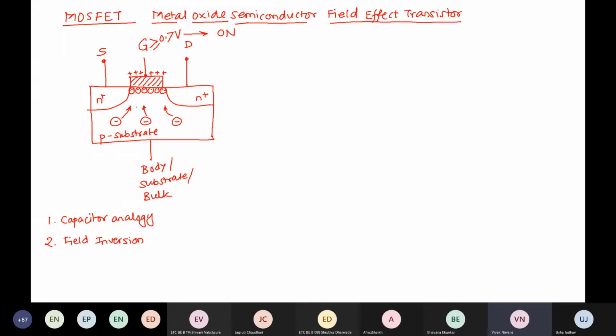Previously this material was a P substrate, that is, P type ions are more, but negative charges are also present in small numbers. Minority carriers. All those minority carriers get collected near the surface of your material, or I will say the boundary between the P substrate and the SiO2 material.